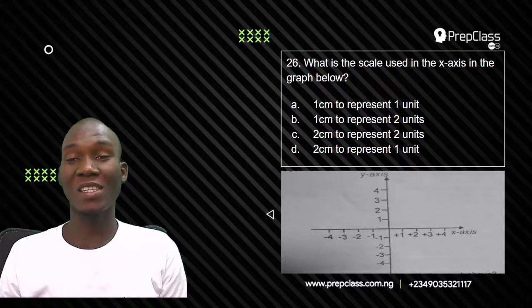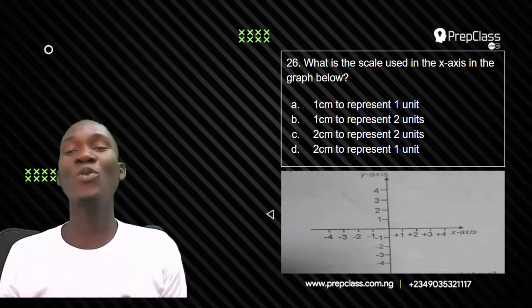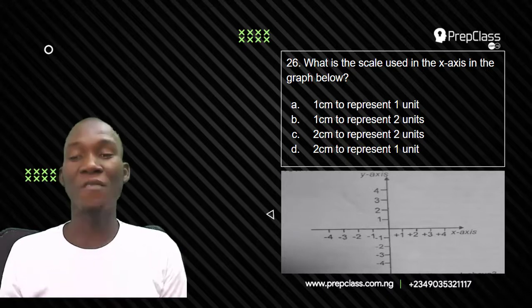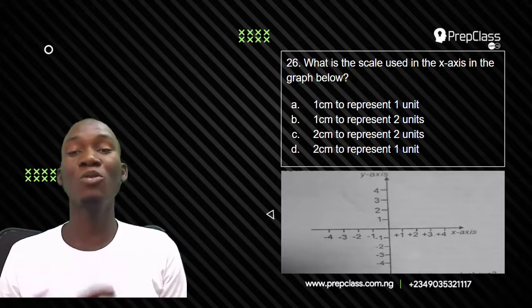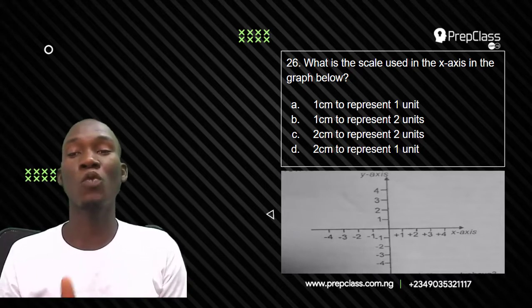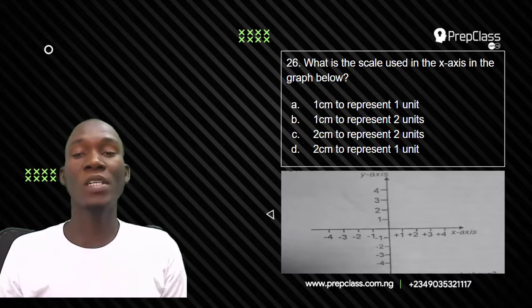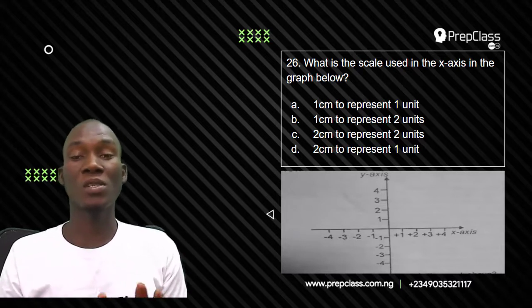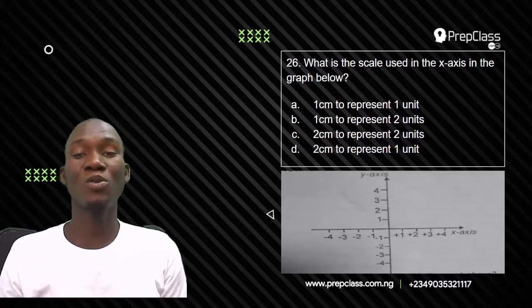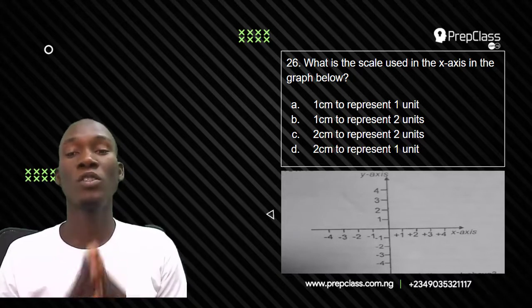Question number 26. What is the scale used in the x-axis in the graph below? So we have a graph and we have to determine the scale used on the x-axis. Now we have the options. Option A, 1 centimeter to represent 1 unit. Option B, 1 centimeter to represent 2 units. Option C, 2 centimeter to represent 2 units, and option D, 2 centimeter to represent 1 unit.